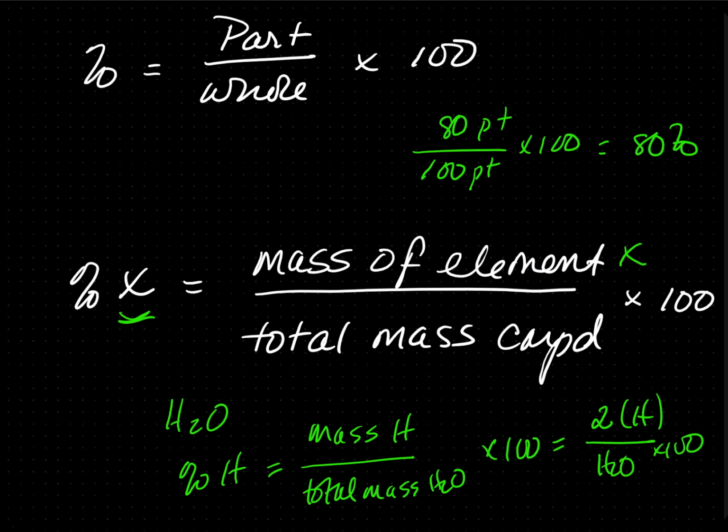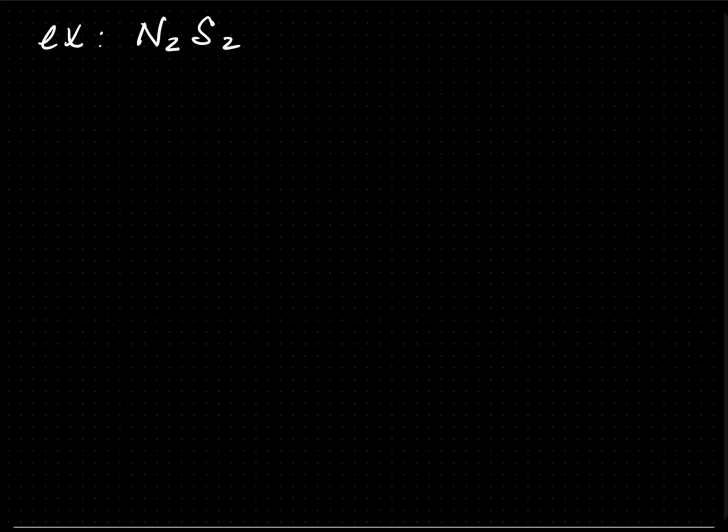times 100. Let's look at this first example, dinitrogen disulfide. So we need to find the percent composition of nitrogen and sulfur. So the general formula is percent X is equal to the mass of X over the total mass of the compound times 100.